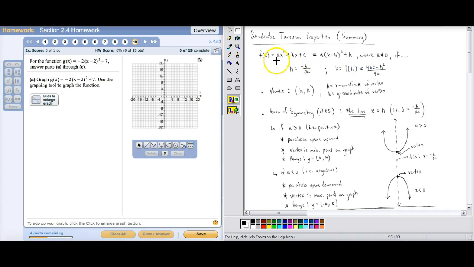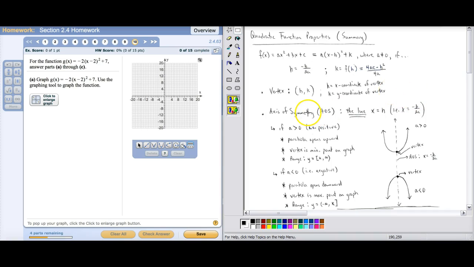Now, it turns out that how we get from this form to this form of a quadratic function is by completing the square. If you've watched some of my previous videos, you've seen how we actually do the process of completing the square. If not, please check it out. In general, if we complete the square from this form to this one, we end up with h being minus b over 2a, which represents the x coordinate for the vertex, and k being 4ac minus b squared over 4a, which is the y coordinate for the vertex.